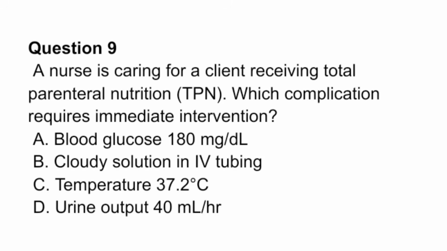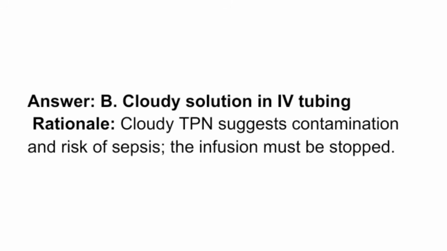Question 9. A nurse is caring for a client receiving total parenteral nutrition, TPN. Which complication requires immediate intervention? A. Blood glucose 180 mg/dL. B. Cloudy solution in IV tubing. C. Temperature 37.2 degrees Celsius. D. Urine output 40 milliliters per hour. Answer: B. Cloudy solution in IV tubing. Rationale: cloudy TPN suggests contamination and risk of sepsis. The infusion must be stopped.